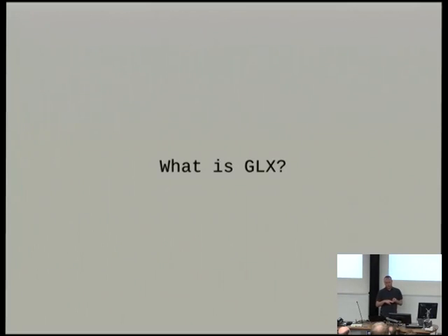So GLX defines how you do that. X has a concept of visuals, which Windows calls pixel formats, which basically says 8 bits per channel of red, green, and blue, whether or not there's alpha present. GLX extends this concept to include, is there a back buffer or not? Is there an accumulation buffer? Are there depth buffers? If there are, how many bits in each do you get? So GLX adds that.